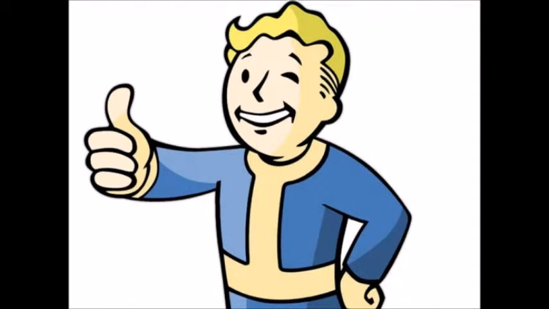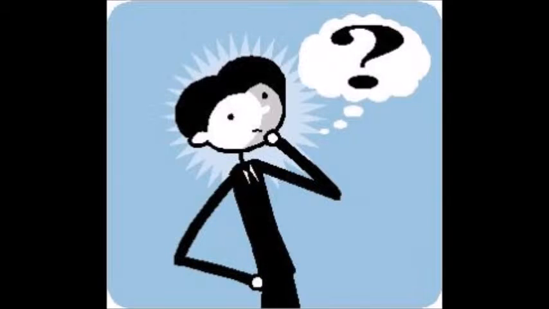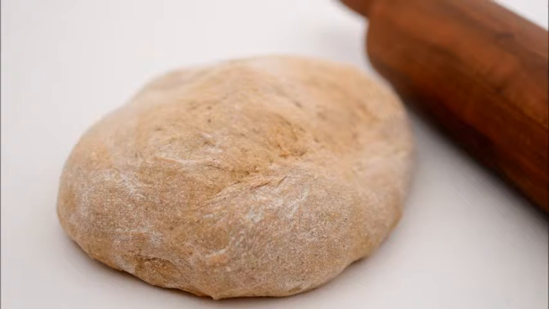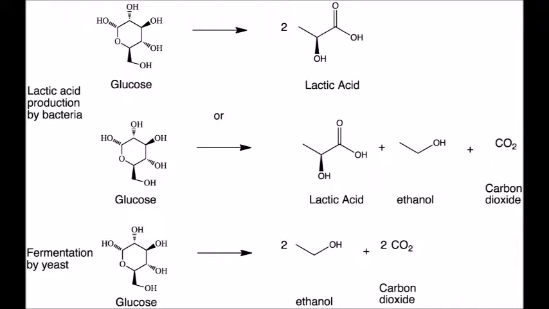Good. Let's continue. So now that we know what a chemical reaction is, how do we know that the uses of yeast involve chemical reactions? Well, let's take a look at yeast and bread. The chemical equation for yeast fermentation is yeast plus C6H12O6 yields 2CO2 plus 2 alcohol molecules.